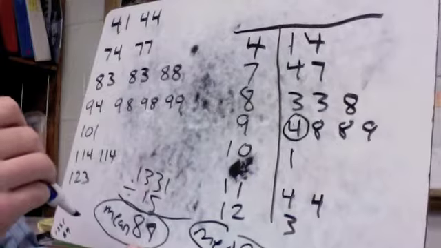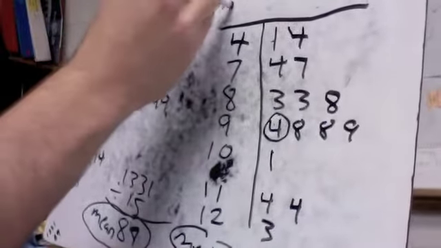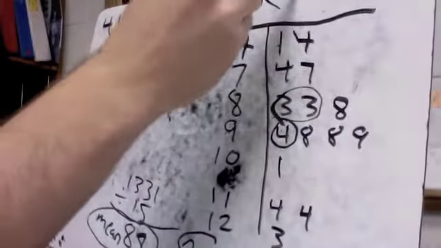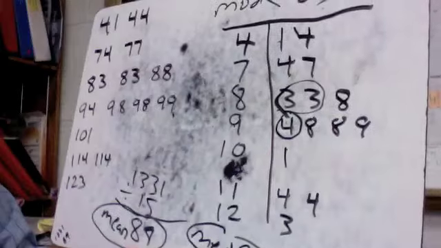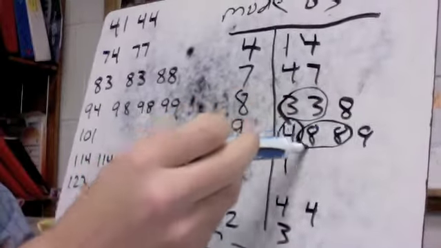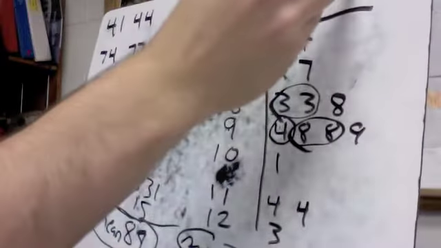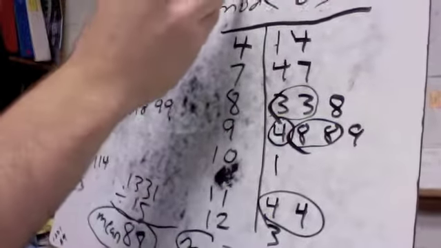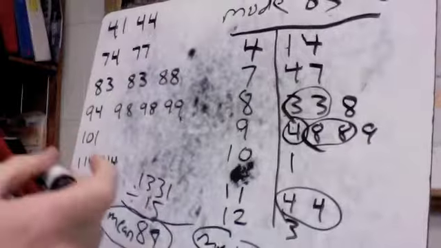Mode, we just need the ones that happen the most. I think we have a couple of modes for this. Looks like for the mode we've got 2 83s, and it also looks like we have 2 98s, and actually I just noticed we have another one here. Looks like we have 2 114s. So those would all be the mode.